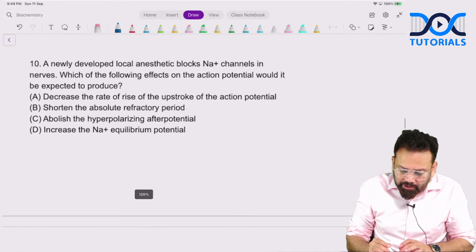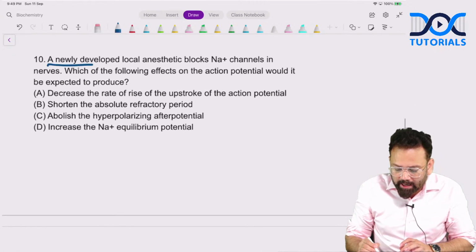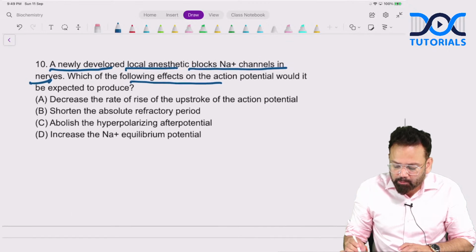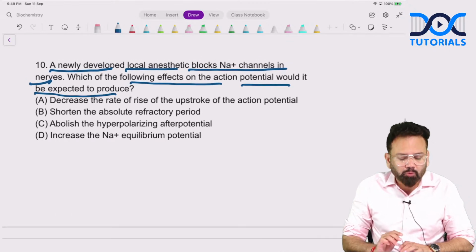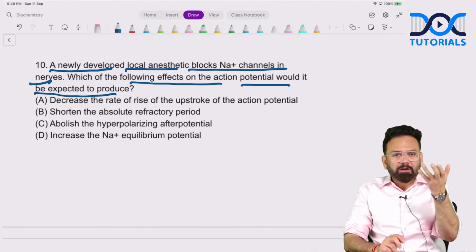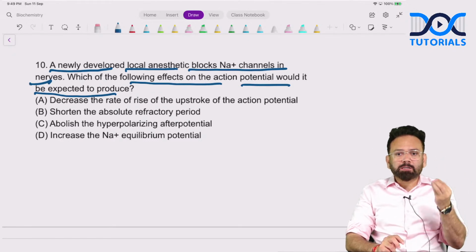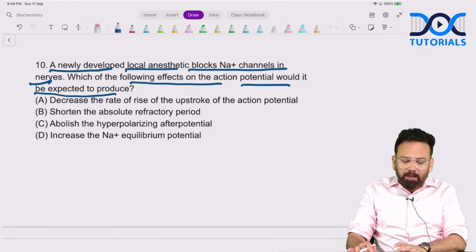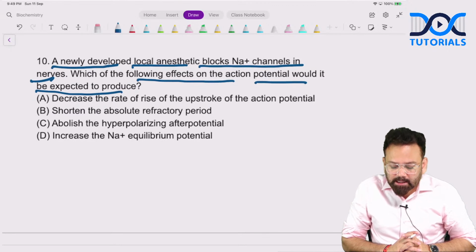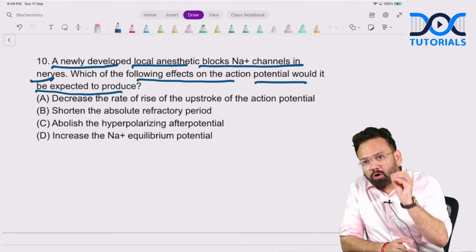A newly developed drug, a local anesthetic, blocks the sodium channel in the nerve. Which of the following effects on the action potential would be expected if you give a drug that blocks the sodium channel? A very simple question. If a drug is blocking the sodium channel, what will be affected?